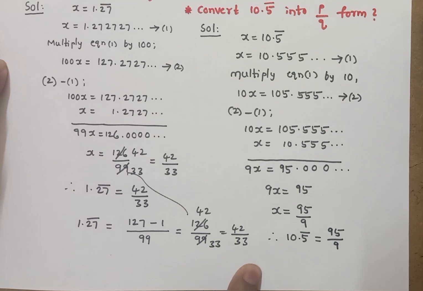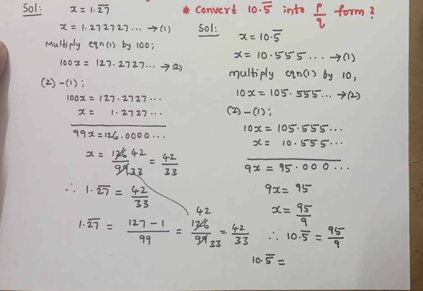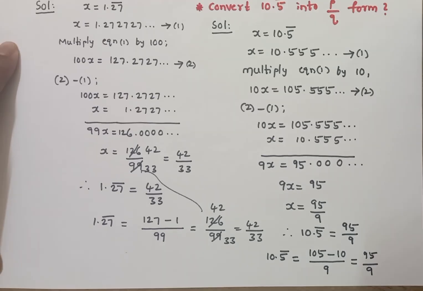Again, let us check it with the shortcut method. So that is 10.5 bar. As discussed, take the total number, that is 105, minus the digits which do not have bar, take it as 10, and how many digits are having bar, that many nines you have to take. So 105 minus 10, again we'll get the same answer, that is 95 by 9. So simplification is not possible, we can leave it like that only.